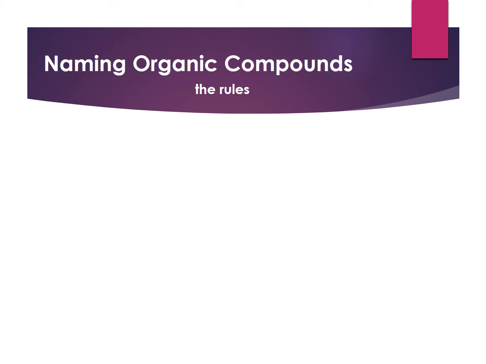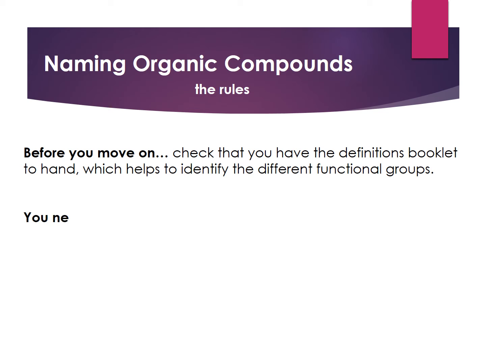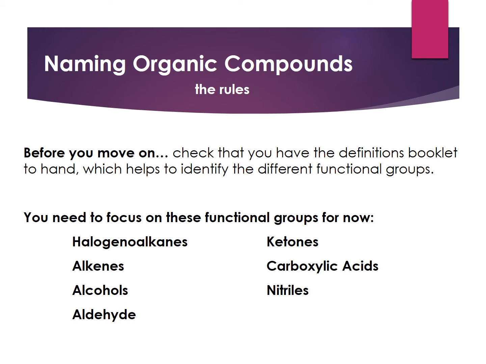So we've now met most of those rules for naming organic compounds, certainly the rules that you need at this stage of the game. So before you move on, please check that you've got the definitions booklet to hand, which helps you to identify different functional groups. We'll focus on the following ones for now. These are the ones that you tend to meet in the first year of the A-level course: halogenoalkanes, alkenes, alcohols, aldehydes, ketones, carboxylic acids, nitriles, and primary amines. If you need to pause the video at this stage to go find that definitions book and spend some time reading that and having a look at those, familiarising yourself with those functional groups, then please do so.